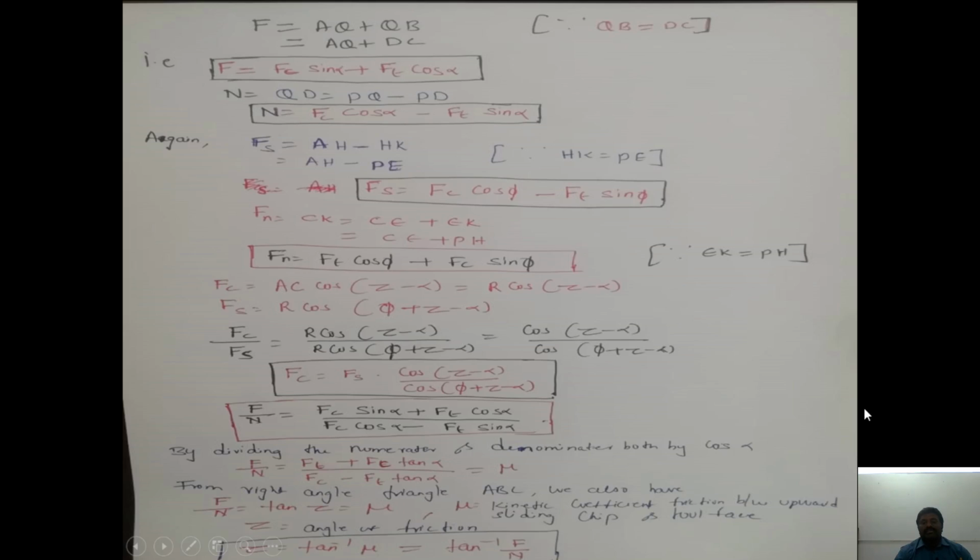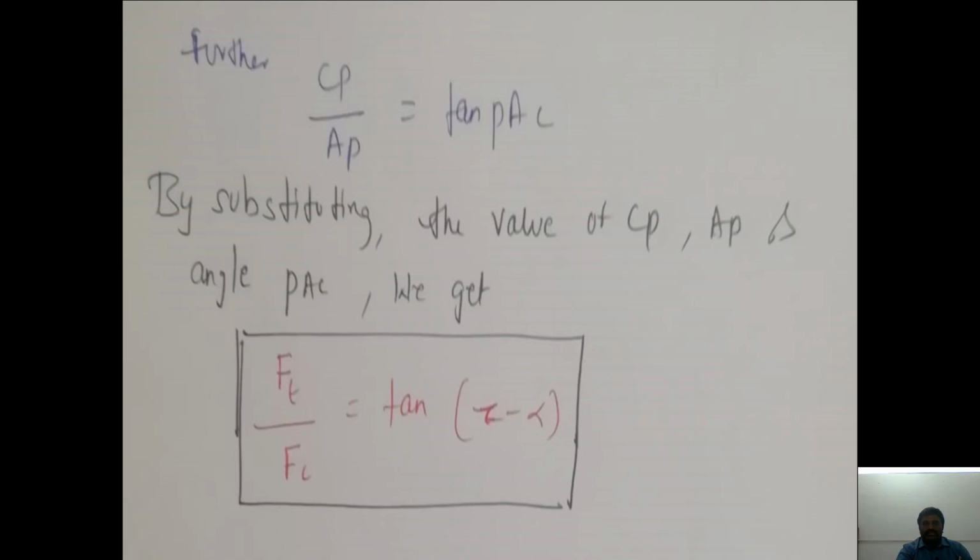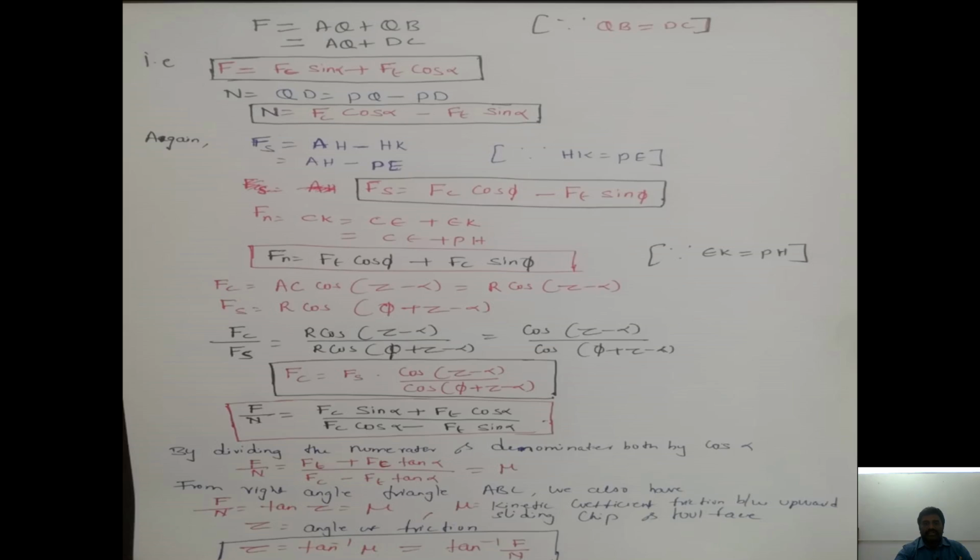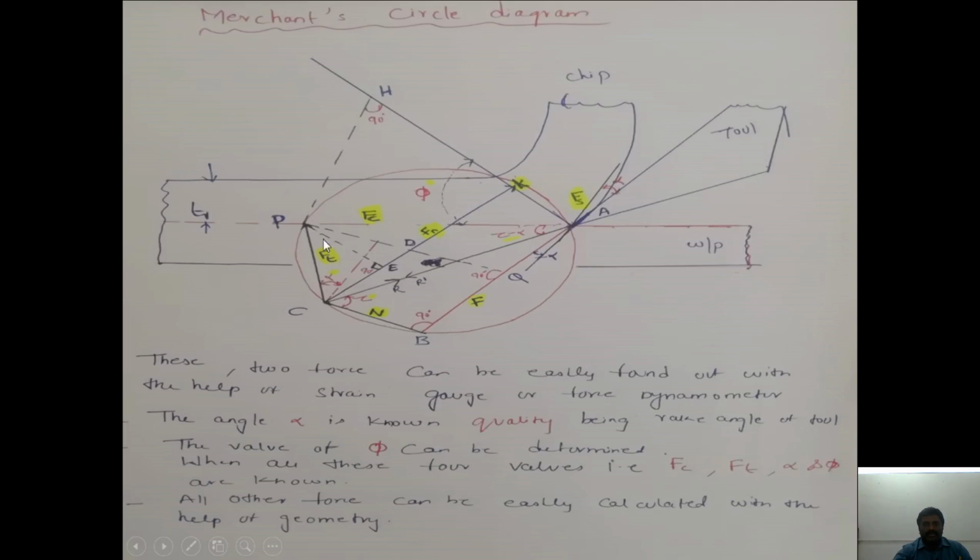We know that μ is the kinematic coefficient of friction between the upward sliding of the chip and the tool face. Already we know that it is the coefficient of friction between the tool and the chip. τ is equal to tan inverse of μ, and we can also say that tan τ is known as F by N. Further, CP by AP is equal to tan of angle CAP. By substituting the values of CP and AP, we can say that Ft by Fc is tan(τ minus α).